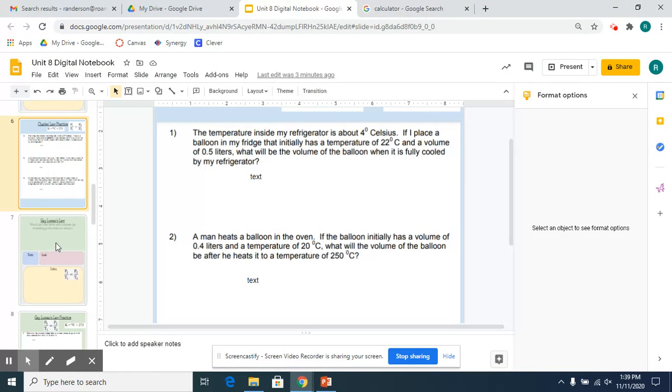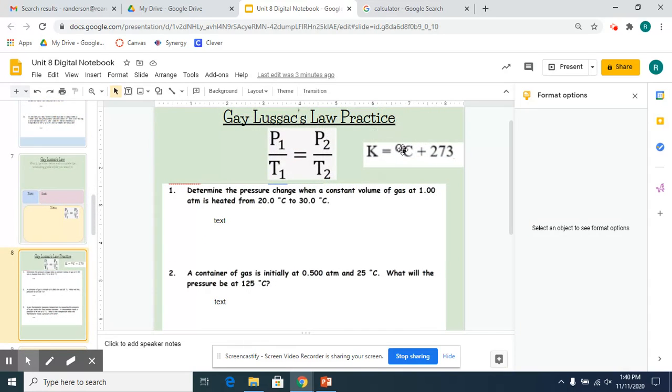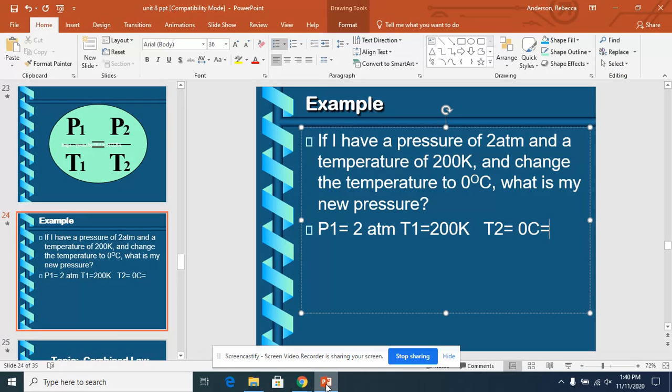So we go back to our formula, which I have up here as well. Kelvin equals Celsius plus 273. So you will need to do 0 plus 273, which is just 273. And then what is my new pressure? So we are looking for P2.